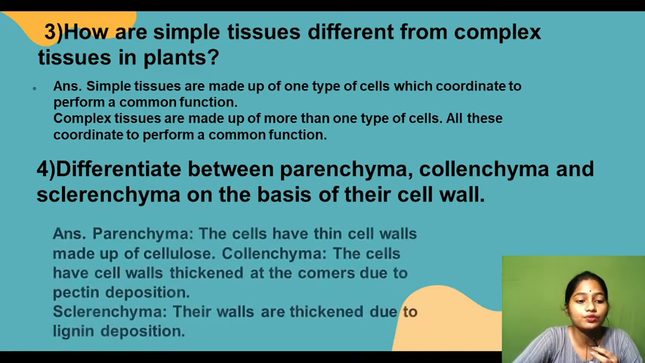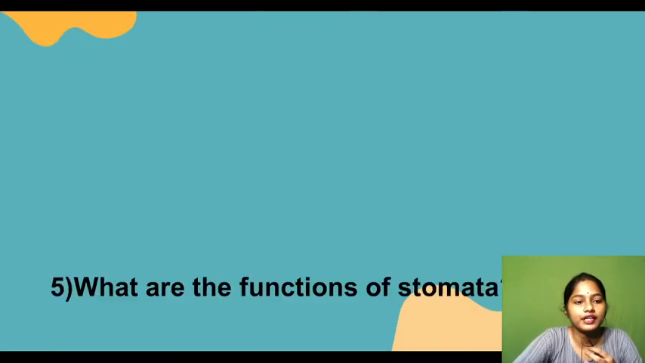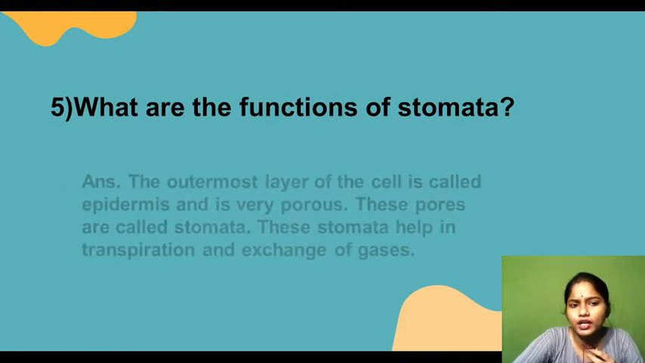Okay, so now see, parenchyma has thin walls made up of cellulose, but in collenchyma the cell walls are thickened at the corners due to pectin deposition. What is deposited? Pectin. And in sclerenchyma, the walls are thickened due to lignin deposition. So parenchyma is made up of cellulose, collenchyma is made up of pectin and sclerenchyma is made up of lignin. Okay, clear?